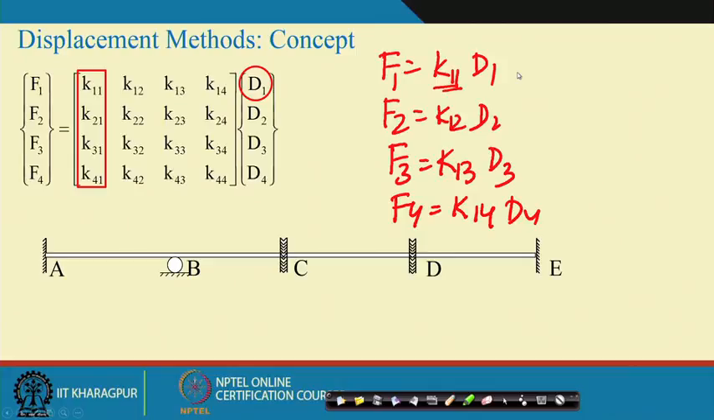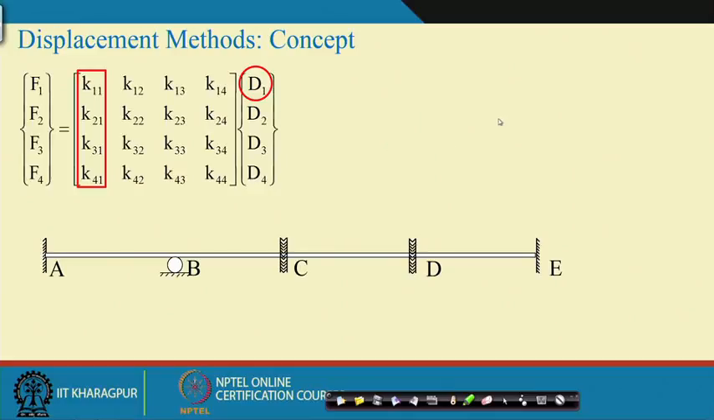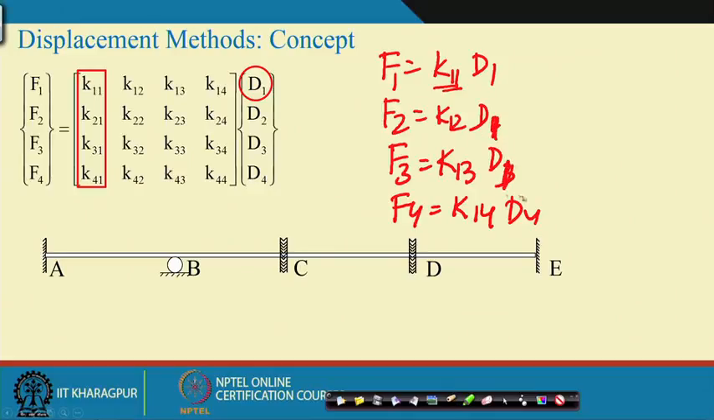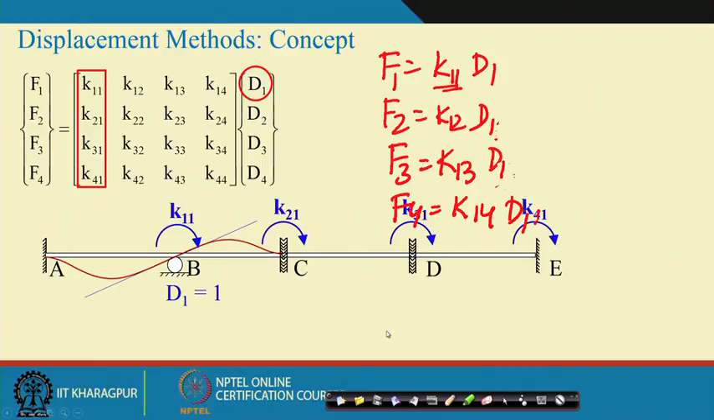So, if we apply unit rotation at B, sorry, there is a mistake, these should all be 1. Okay, great, these all should be 1, right. Now, if we apply unit displacement at B, meaning D1 is equal to 1, then F1, F2, F3 become their corresponding stiffness, K11, K21, K31 and so on.